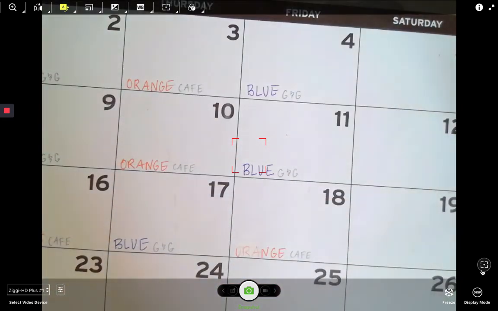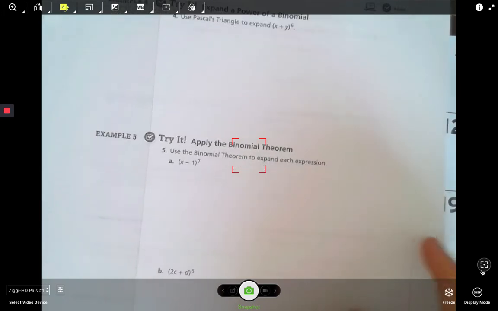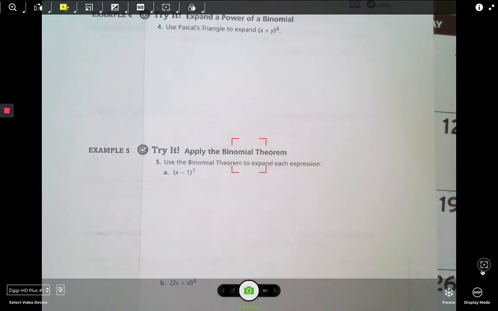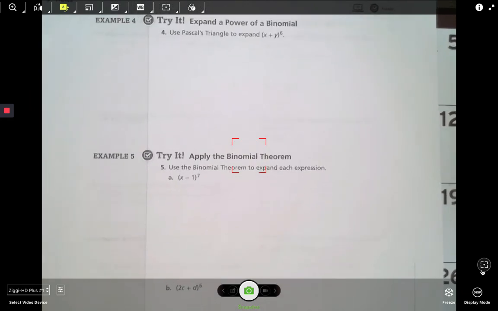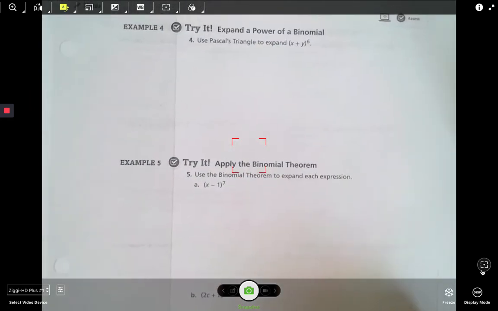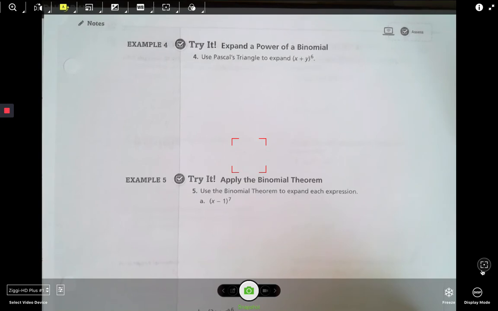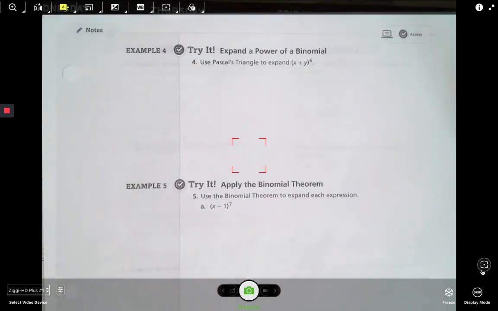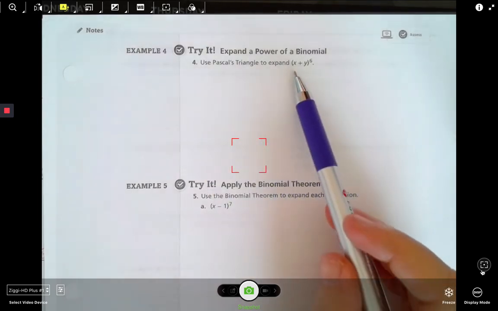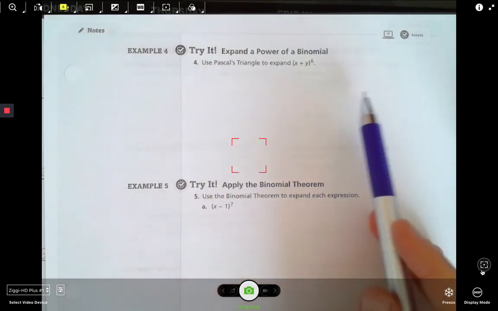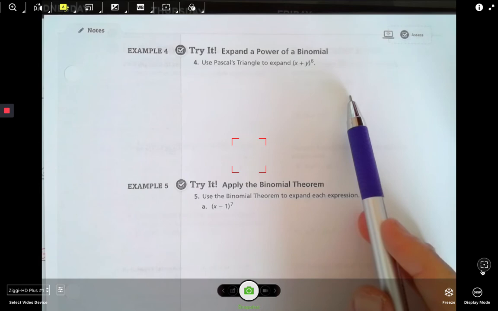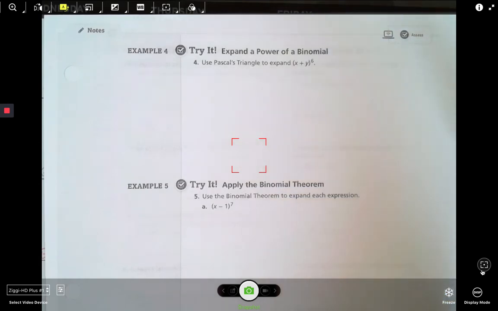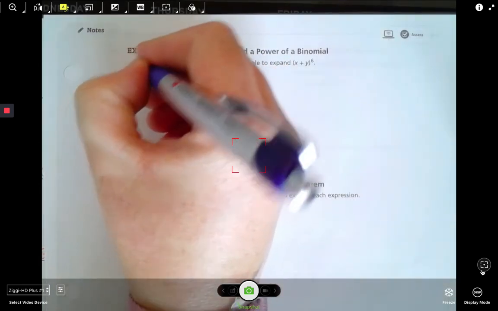All right, example 4. They want us to use Pascal's triangle to expand x plus y raised to the 6th power. The reason that we use Pascal's triangle to do this is because if we had x plus y and we multiplied it out 6 times, that could get kind of ugly, right? And take a long time. So that's the purpose of this triangle here. So I'm going to draw it out.